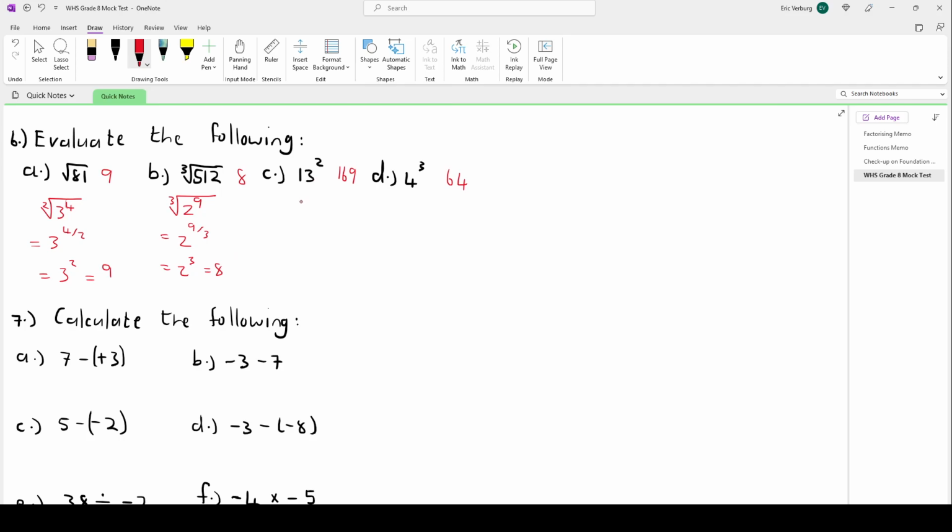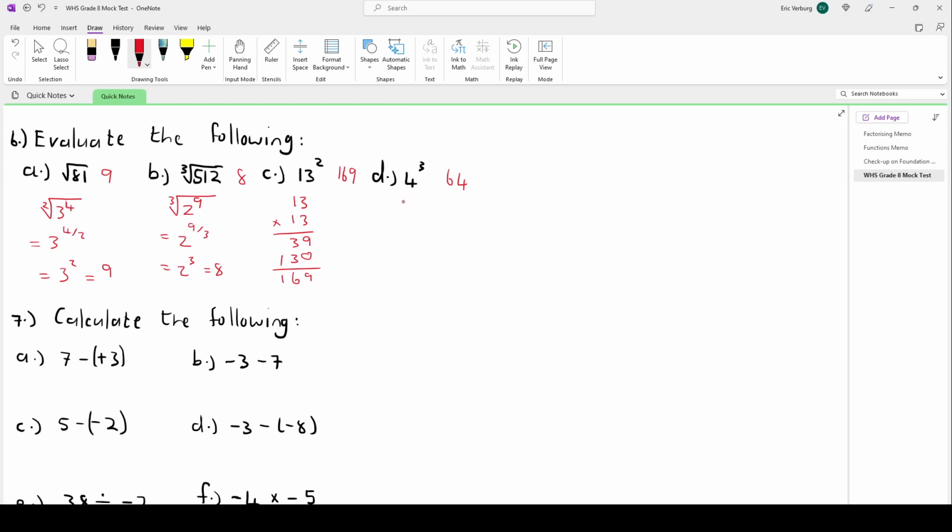Okay, 13 squared. Well, that just means 13 times 13, right? So you can just do the multiplication. 3 times 3 is 9. 1 times 3 is 3. Next line we start with a 0 for the tens. Then 3 times 1 is 3. And 1 times 1 is 1. And we add that up. 9 plus 0, 3 plus 3, and 1. And 169 is our answer.